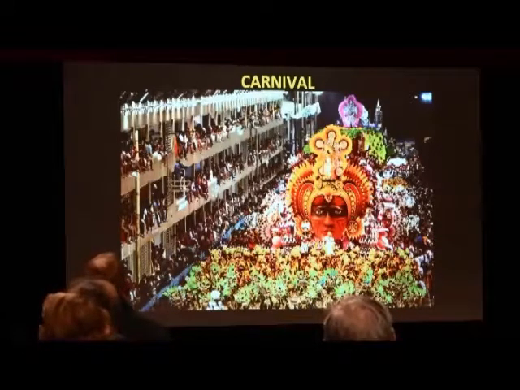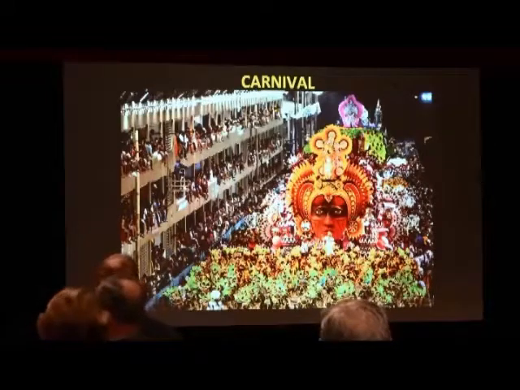Move, move, move. You don't have to stand, just move, move, move.